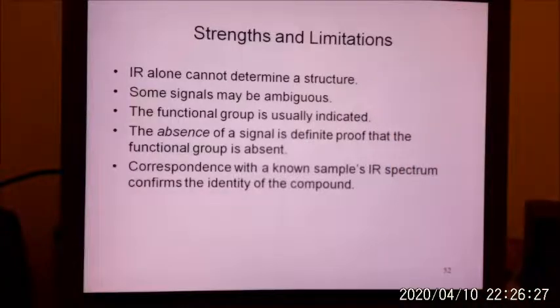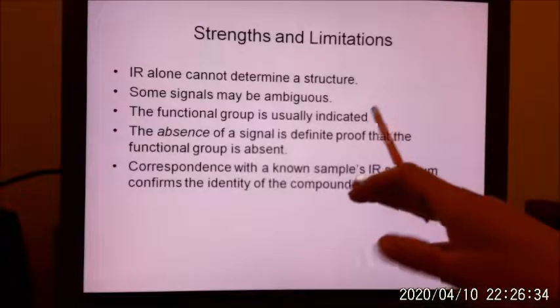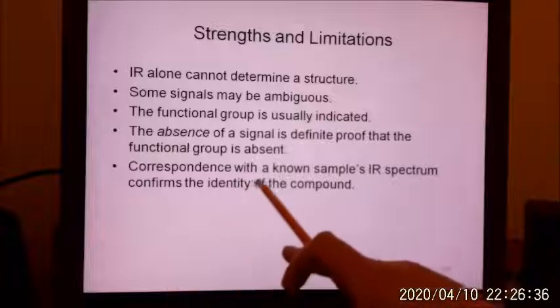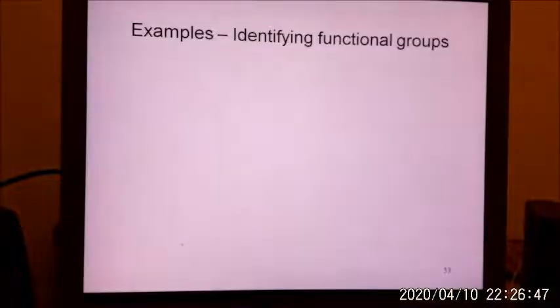Be aware that some of the signals, when we assign it, you want to make sure you know, because when we get down to the fingerprint region, you can get some ambiguity. Correspondence with a known sample will confirm your identity. So if you have a reference and you compare the two, then you'll know what you have. Let's take a look at a couple examples for identifying functional groups.